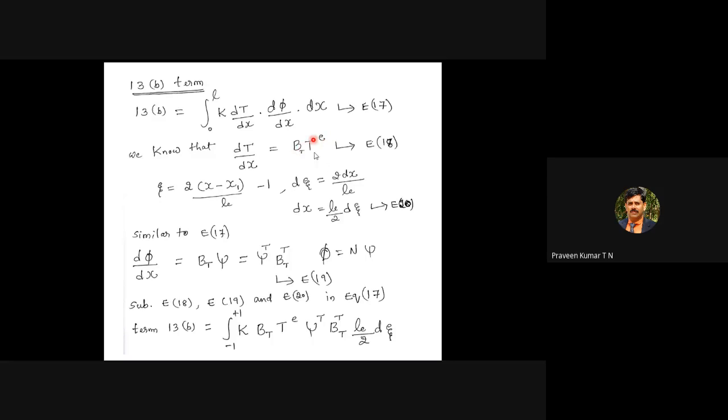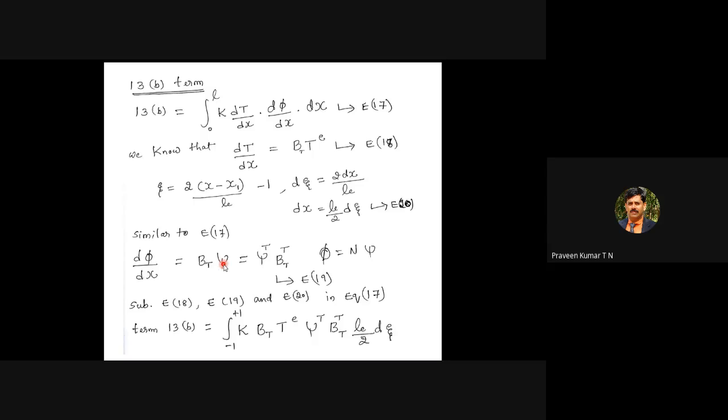The temperature vector is T1, T2. This equation you have already derived in detail. We spent 1 hour on this in the beginning of the heat transfer class, and you have to remember that. So dT by dx is equal to B transpose into Te. In a similar way, we have the function phi, which is again one more temperature function. dφ by dx is equal to B transpose into φ.